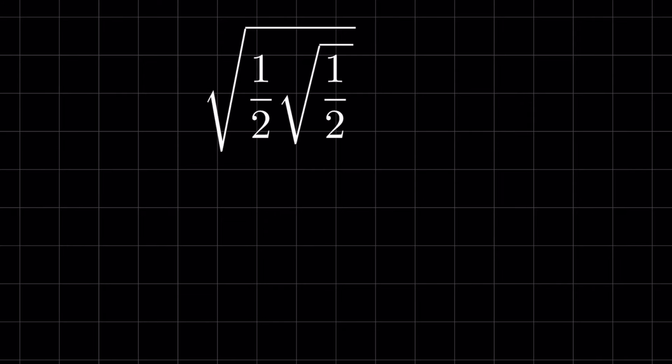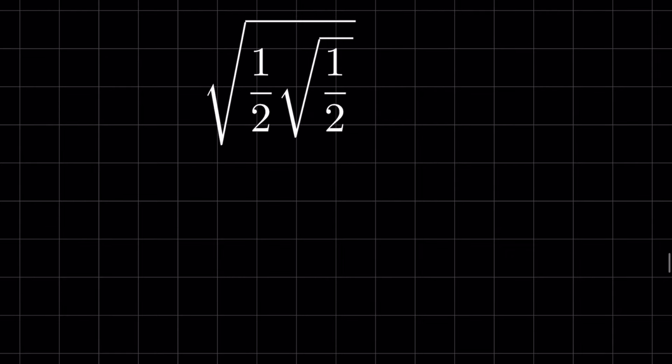Simplify the square root of (1 upon the square root of 2 times the square root of 1 upon the square root of 2), all under a square root. This is called a nested radical. How to solve it? There are two ways. The first method is to rationalize the denominator here.